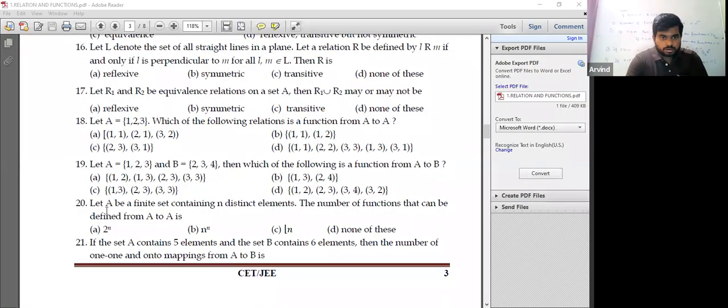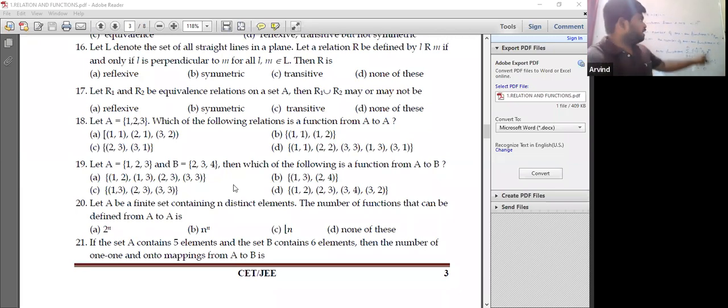So the 20th one: let A be a finite set containing n distinct elements. A has n elements. Then the number of functions from A to A. So for A to B it is n to the power m. Now it is A to A, so it is n to the power n. So option B is the correct one.